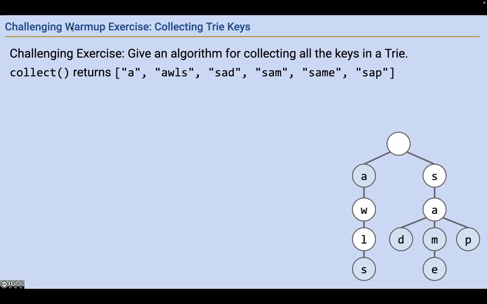So as a bit of a warm-up, what kind of traversal should I do to get all of the keys? So here's my trie, and I want all of the words that are in the trie.